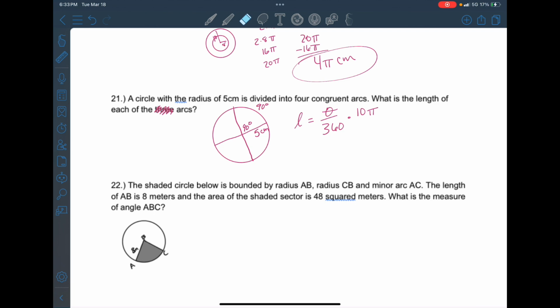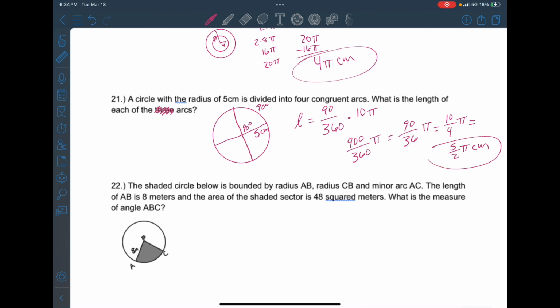And instead of theta, we will put 90. So 90 times 10 is 900 over 360, and that does not go evenly. So we'll just reduce it down: we can do 90 over 36 pi, and that can go even further. Divide by 9, so 10 over 4 pi, and that can go even further. Divide by 2, so you'd get 5 over 2 pi units, or centimeters, is the length of the arc.